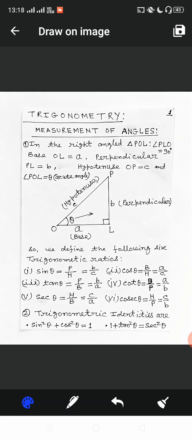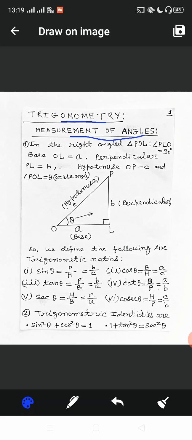Today, in the introductory lesson, we will discuss the chapter trigonometry, that is, measurement of angles.